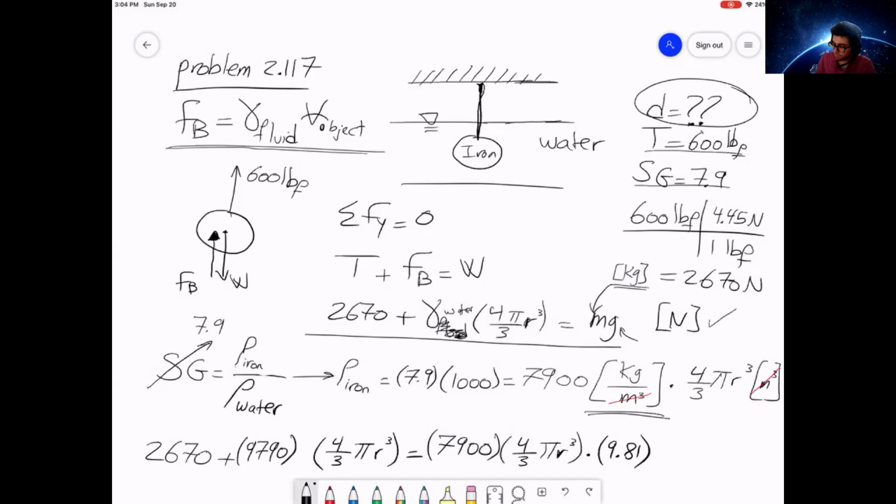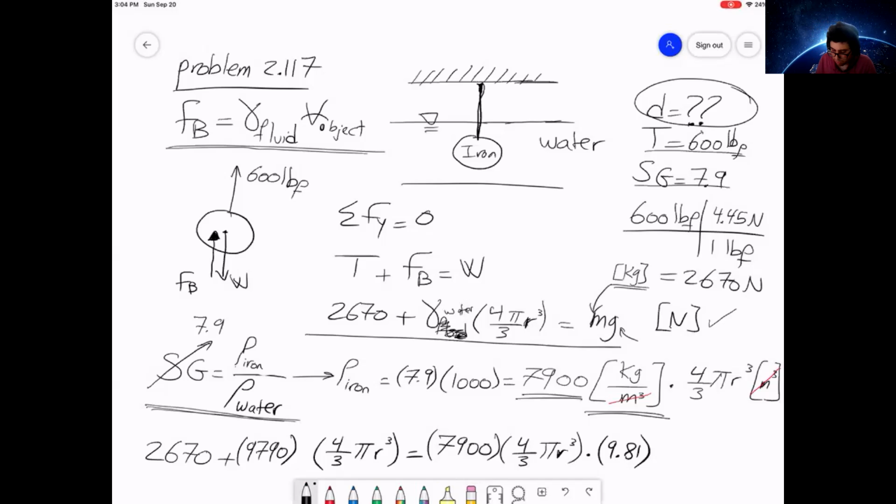Okay, and for this one, I found the density of iron. Why? Because I know density is mass over volume, and I need this mass. That's why I found density. I was talking about the left side, the FB part, not the weight part. That's the one with the 9,790.